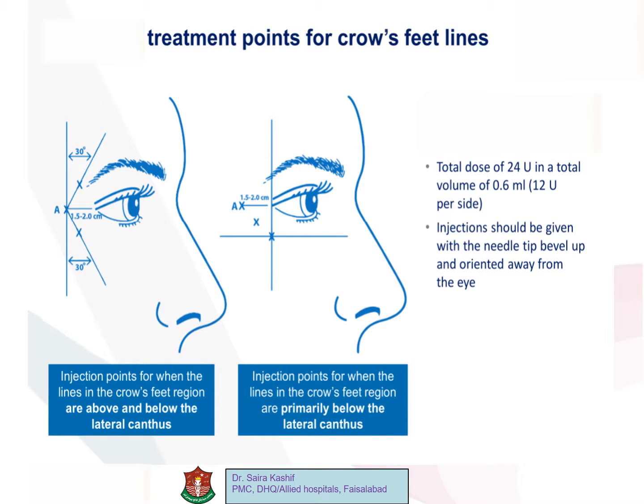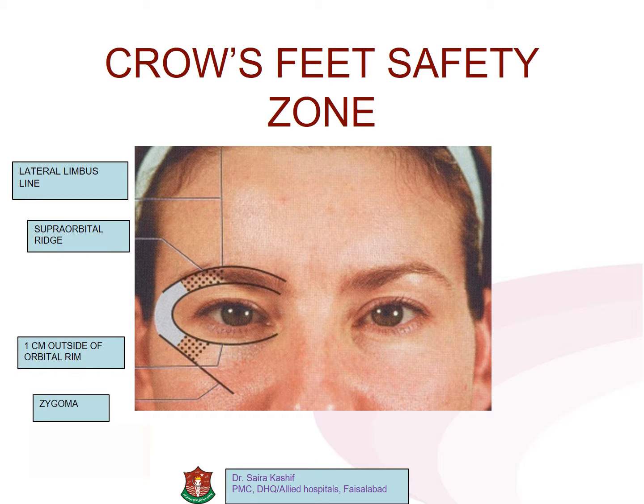These are 3 injection points. The first injection is 1 centimeter away from the orbit, or 1.5 to 2 centimeters away from the lateral canthus here, and the other 2 points are about 30 degrees from the first injection. This is the safety zone for the crow's feet.